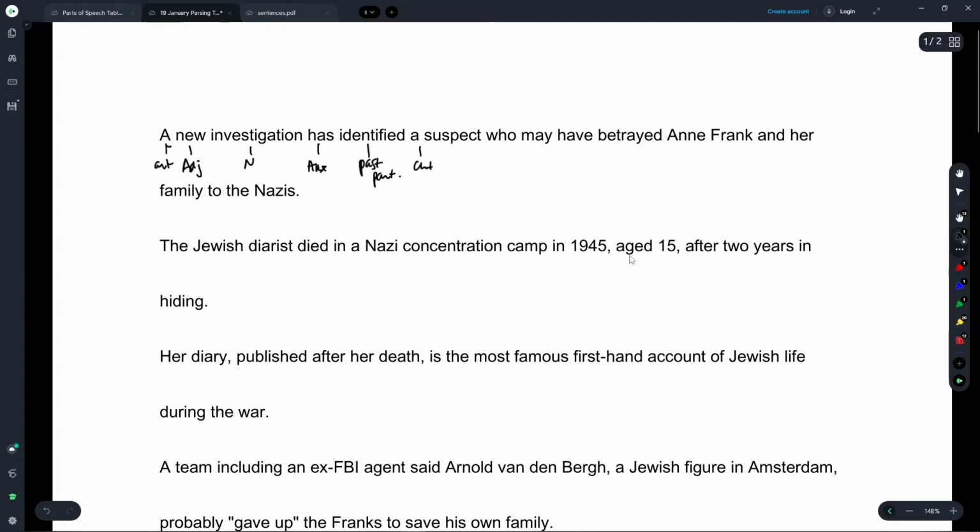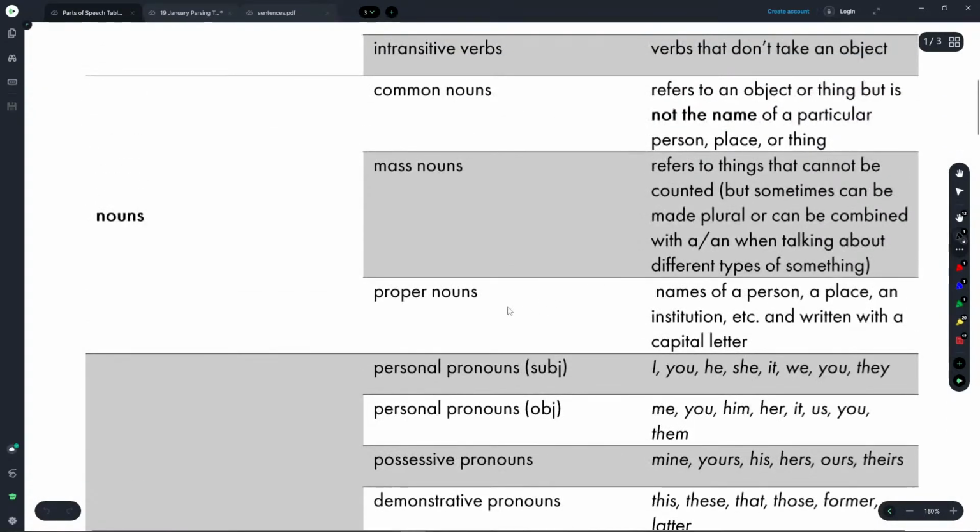a, article, suspect, noun, who, relative pronoun, may, modal verb, have, auxiliary, betrayed, past participle, and Frank, a name, so that's a noun, and it's a proper noun. All right, so let's check the proper noun. And Frank is a proper noun.